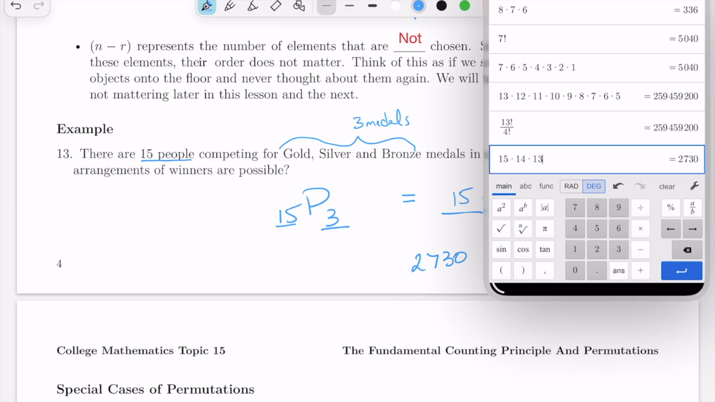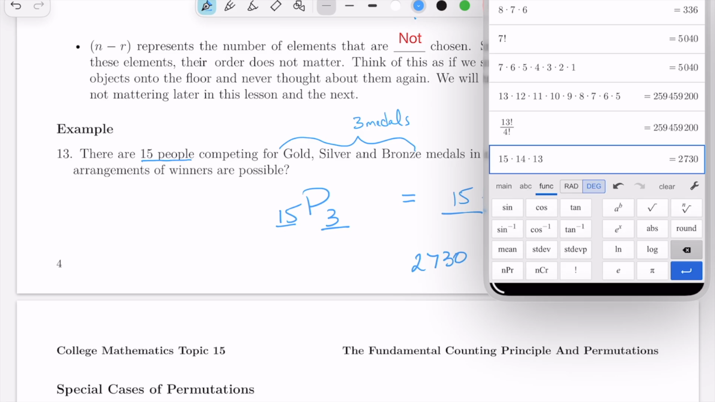The idea of using this P notation, this permutation, is really common in math, so much so that most calculators have a permutation button. If you click the function button, it's right there, kind of in the middle, just next to rad. Function button, and then down in the lower left-hand corner, it says NPR.